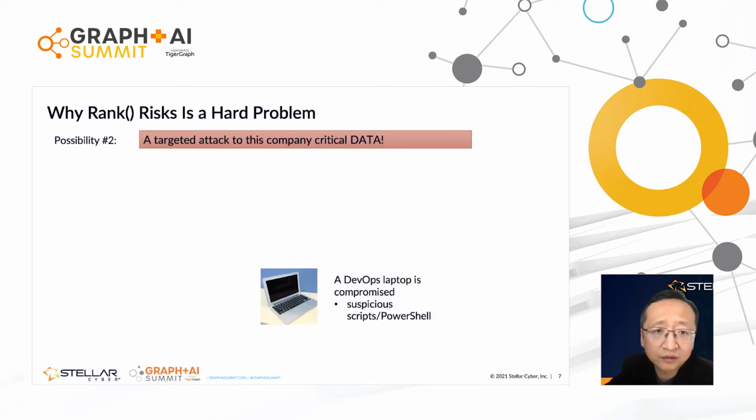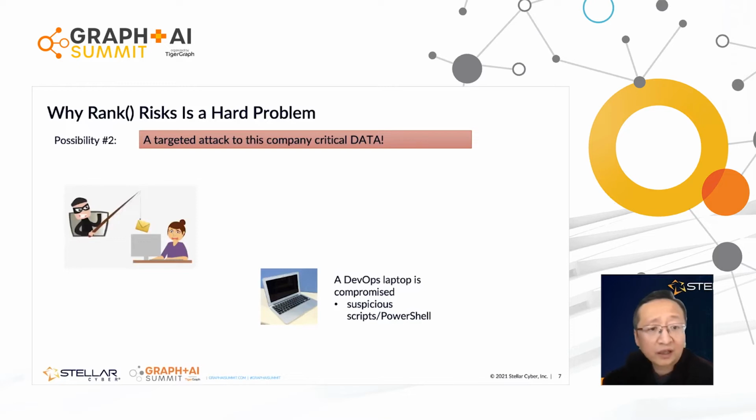On the other hand, there could be a different scenario. It could be the same laptop gets compromised and has exactly the same behavior, which is why we get a similar alert. But this time it's different. The attacker is targeting this company's critical data. Think about Equifax, think about Target. That's something every CISO should know.